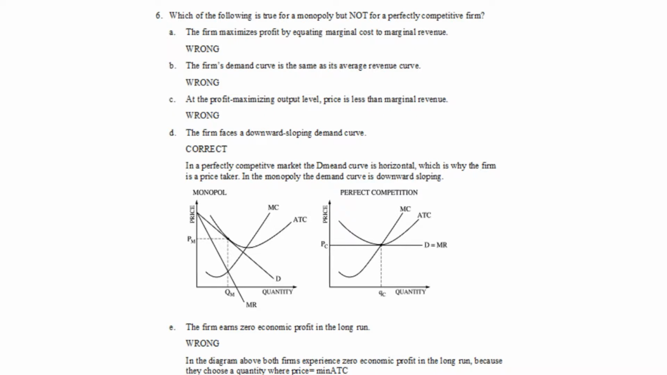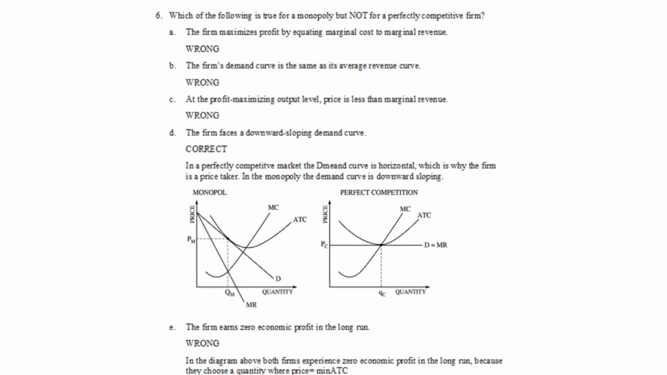B, the firm's demand curve is the same as its average revenue curve. No, this is true for both monopolies and competitive firms. Demand equals marginal revenue equals average revenue. This is for both firms, the monopoly and the perfect competition. Just do a little math to prove it.